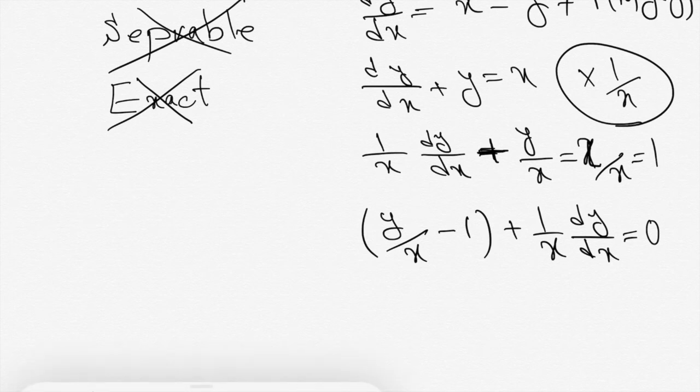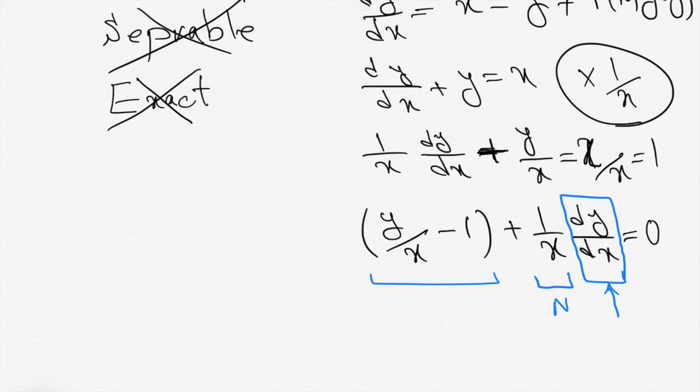Okay. So we have this, and this form brought the idea of whether it is an exact equation or not. So this is our n, this is our m. So let's check whether this is an exact equation or not.